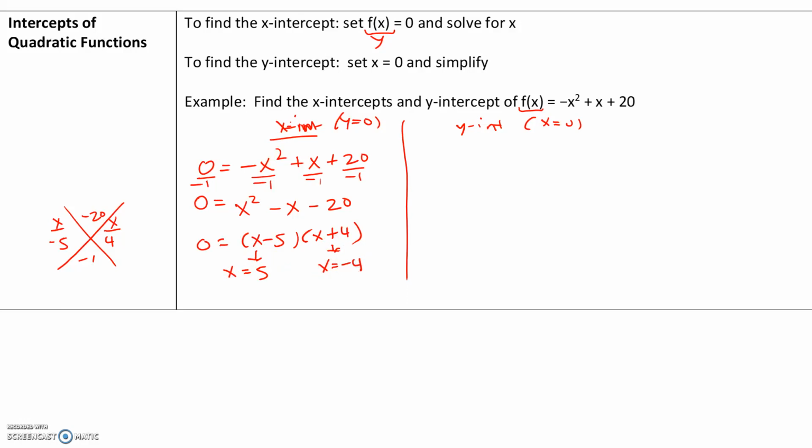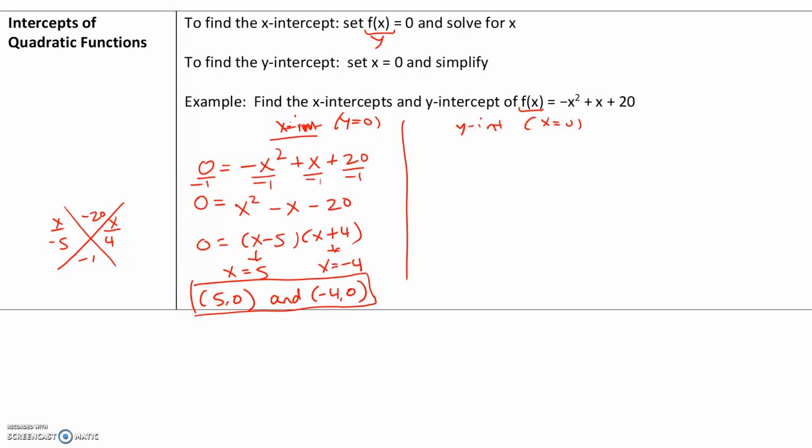But because these are intercepts, remember, these aren't just solutions, these are x-intercepts. To get that, we set f of x or y, the whole thing, equal to 0. So we have to write these as ordered pairs. Our x-intercepts are going to be (5, 0) and (-4, 0).